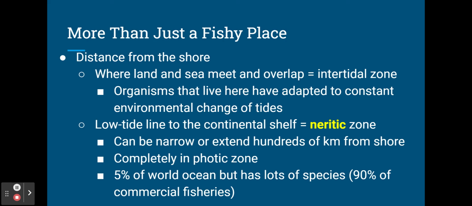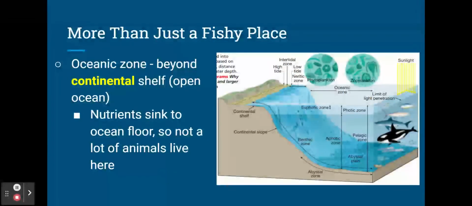So the low tide line from that zone, from the area to the continental shelf, which is deeper into the ocean, is what we call the neritic zone. This can be narrow or extend hundreds of kilometers from the shore. This entire zone is completely photic. There's light there. And this is about 5% of the world ocean, but it has 90% of commercial fisheries. It has so many species there, because again, sunlight provides food for plants that then can feed animals.